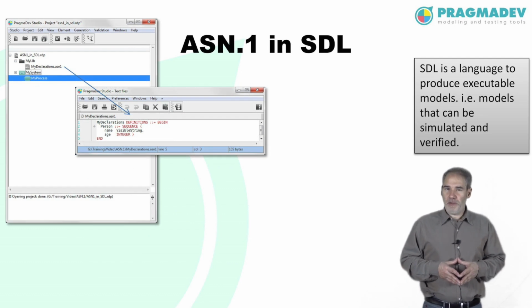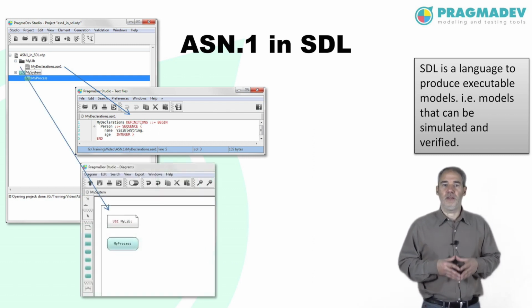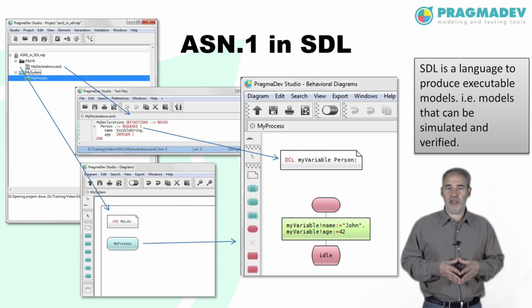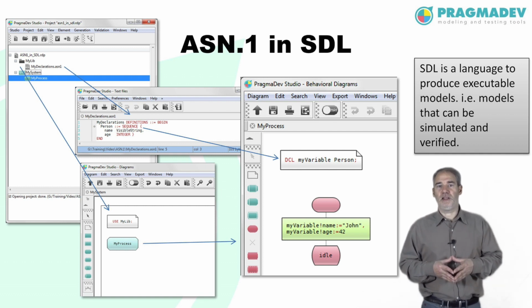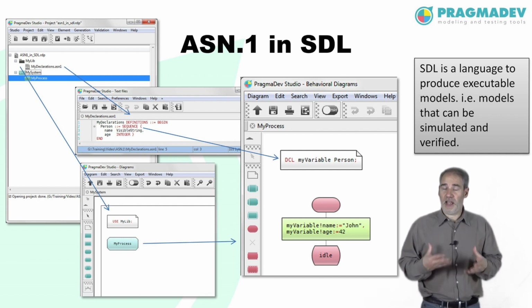Here is an example of how that would work with SDL. The person type is declared in the ASN.1 file. The package containing the declaration is imported in the SDL model. A variable of the type person can be directly declared and manipulated in the SDL model. You can see in the example how the name and the age fields are accessed and assigned.